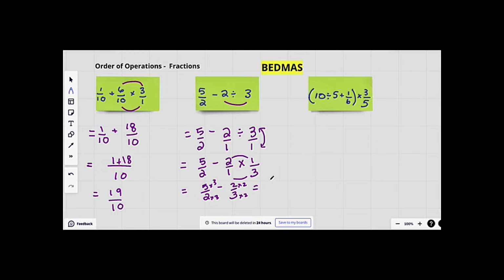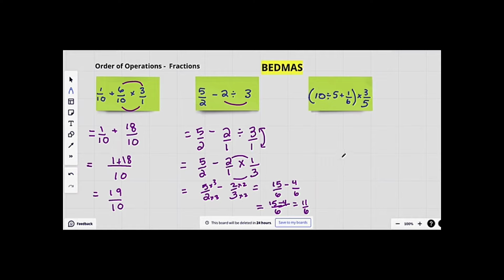So 5 times 3 is 15, and the bottom is going to be 6. Minus 2 times 2, which is 4, and the bottom is going to be 6. So now we have a common denominator, all of it over 6. Now we can do our subtraction of 15 minus 4, which is 11 over 6.